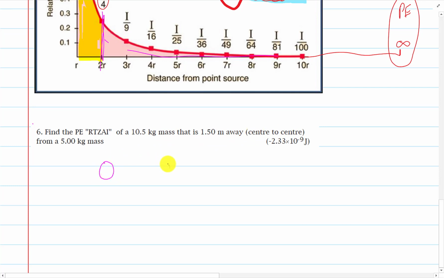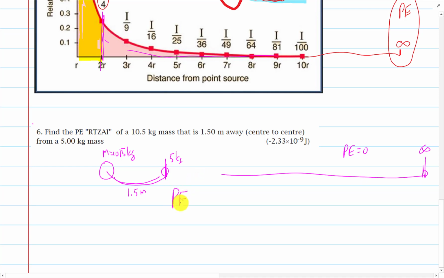So there's our two masses, and this distance here, center to center, is 1.5 meters. This mass is 10.5 kilograms, and this is 5 kilograms. Now, if I take this off to infinity, its potential energy is zero, way out at infinity. So when I let go of it, it falls to, and we want to know what its potential energy is there. Well, the potential energy there is given by negative G M M over R. And that is going to be negative 6.67 times 10 to the negative 11, and one of the masses, 10.5, the other mass, 5, and the separation distance of the two masses, which is 1.5.